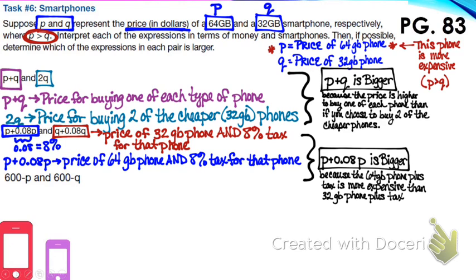Guys, we're going to finish this up on Monday, but I have a question for you. Talk to me about why they might be subtracting P here. 600 would be the starting amount of money. And why are you taking away P? Yes. 600, money in your wallet or in your checking account or whatever, minus the price of the more expensive phone. You're going to go and buy it. You want to know how much you've got left, right?